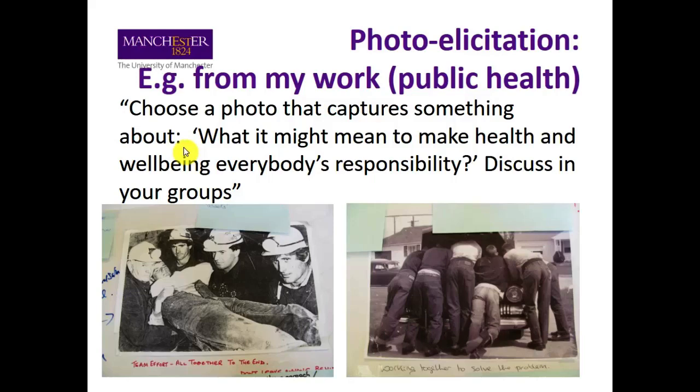One of the activities that we used was this photo elicitation activity. We had 100 black and white photographs of just different things, and we asked them all to sit at tables, and we made sure that the tables had people who didn't know each other, different types of participants. We asked them to choose a photograph that captures something about what it might mean to make health and well-being everybody's responsibility. We had about 55 or 60 people at this event, all sitting at their own tables. They took a photograph, blue-tacked it to a big bit of paper in the middle, and we asked them to talk about it in their groups.